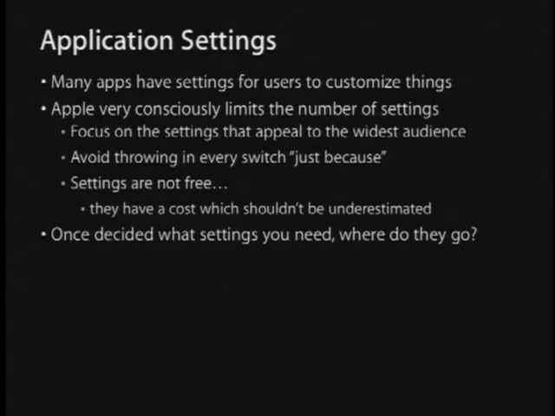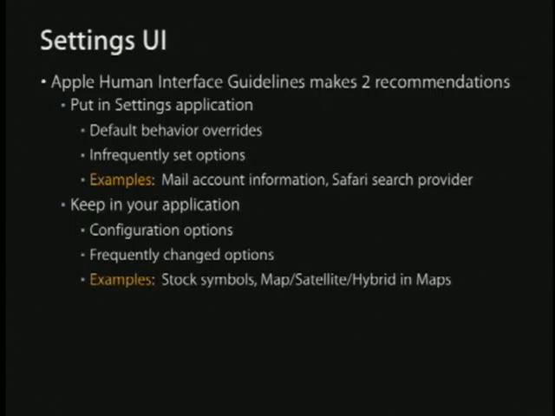Well, how do you build these? There are two ways to go about putting settings in your app. Number one is to put it in the settings app. These are default behavior overrides, and they're things that you don't want your users changing that often. In fact, they probably have some preference of the way it's going to behave. They'll want to set it up once and leave it that way. Examples are Mail account information. I'm not going to change my mail accounts frequently. And Safari search: do you want Yahoo or do you want Google? You choose once, and it's that way until you decide sometime down the road you want to change your mind.